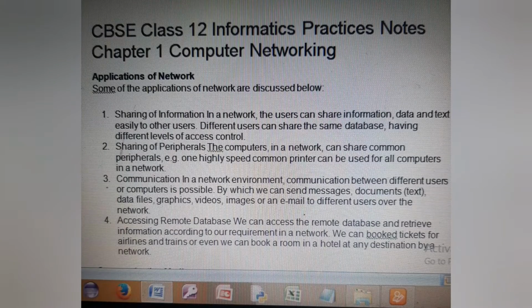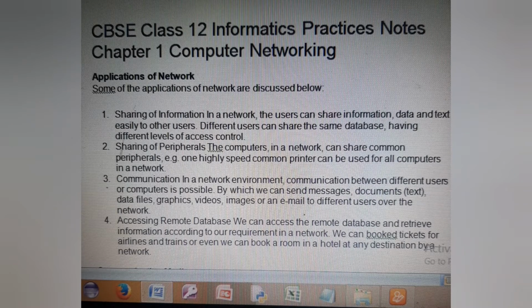Everyone. Today we are going to look at the chapter Computer Networking, which is there in Informatics Practices. It is there in class 12 Computer Science also. Presently we are going to look at the topic Application of Network. What are some of the applications?